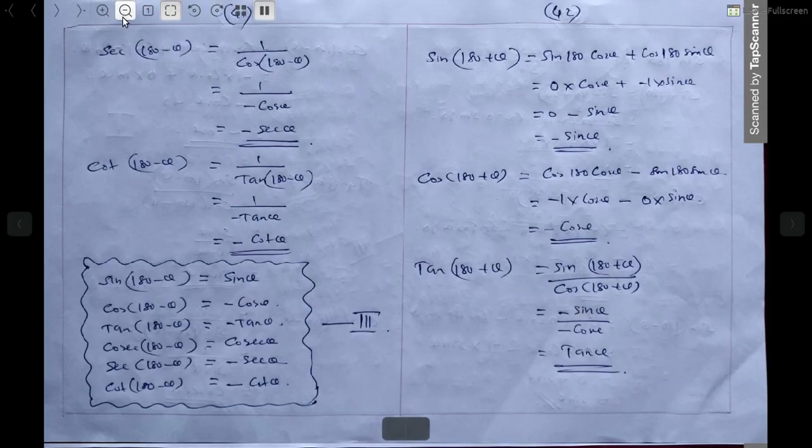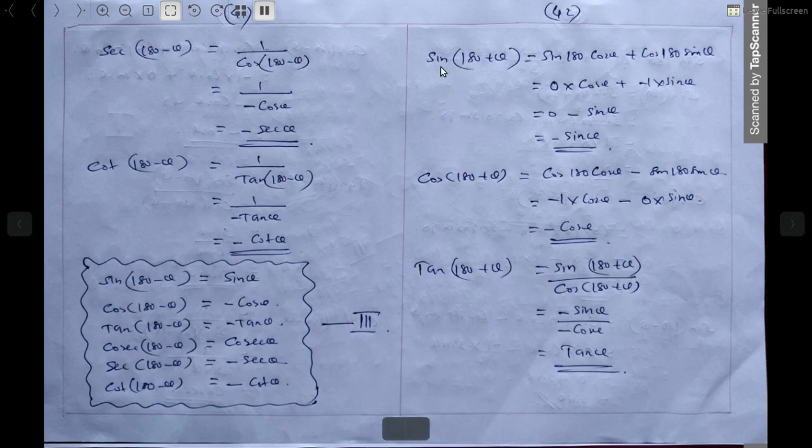Okay. And then this is part 3 of the reduction formulae, that is sin(180-θ) is sin θ, cos(180-θ) is minus cos θ, tan(180-θ) is minus tan θ, cosec(180-θ) is cosec θ, sec(180-θ) is minus sec θ, cot(180-θ) is minus cot θ. These are very simple.